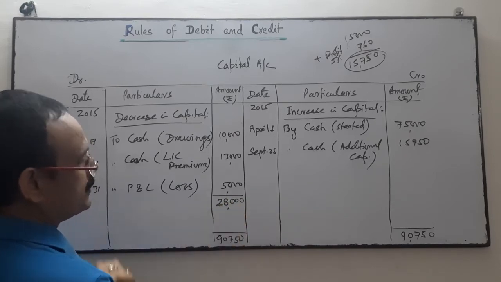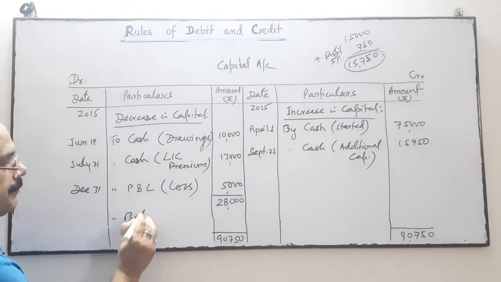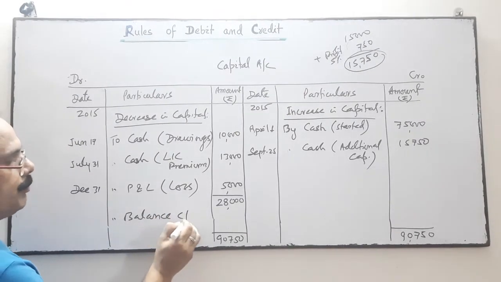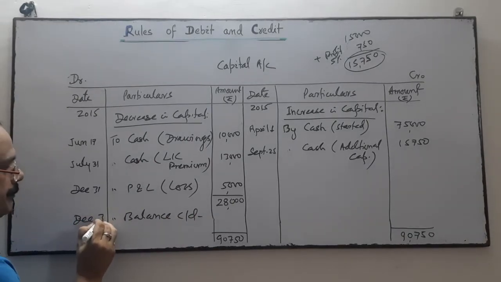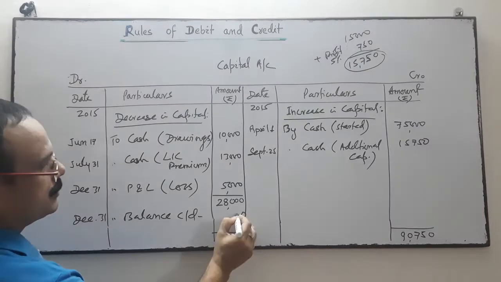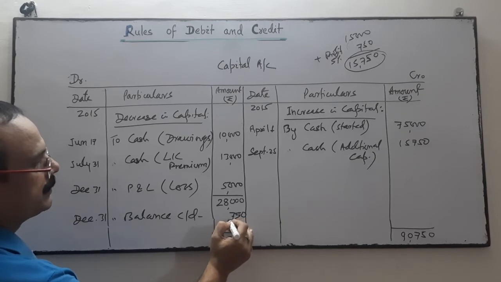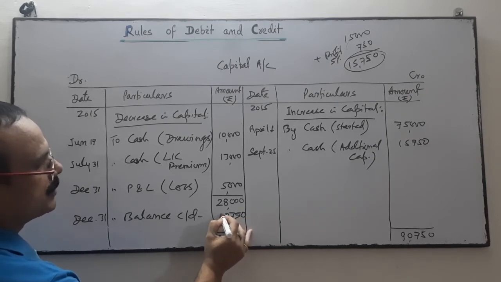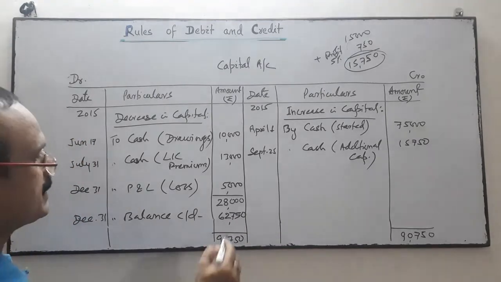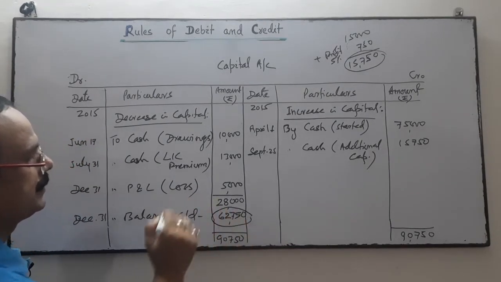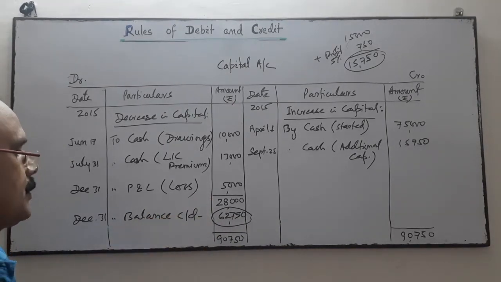28,000. So the difference will indicate your balance figure, which will be carried forward on December 31st to the next year. 62,750 will be carried forward. This is the balancing figure, the difference of 90,750 minus 28,000.